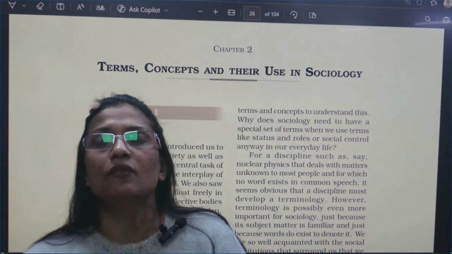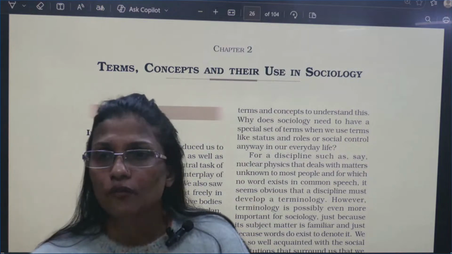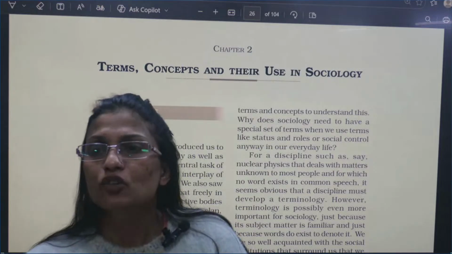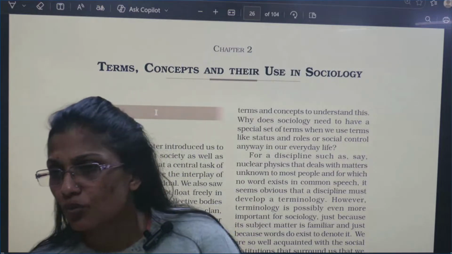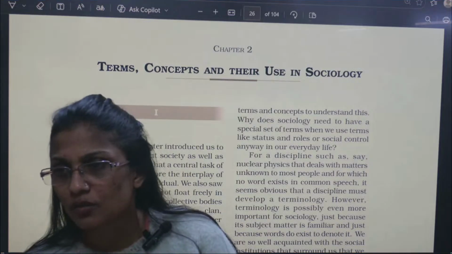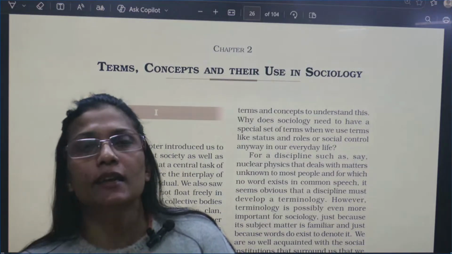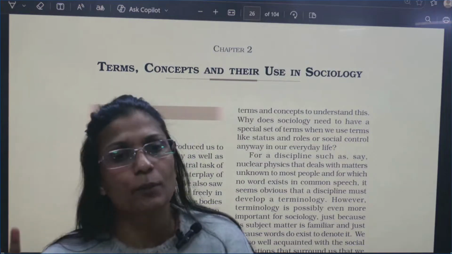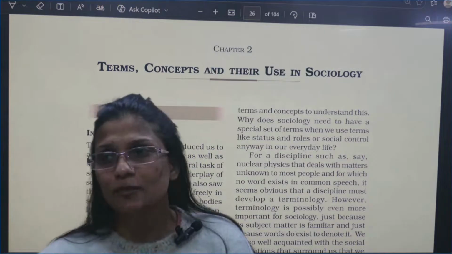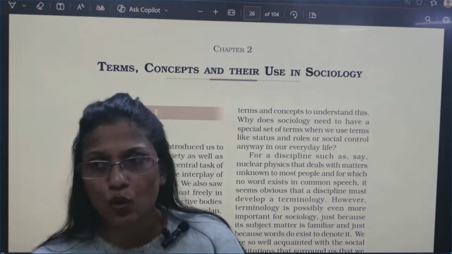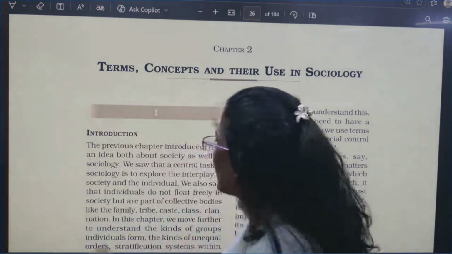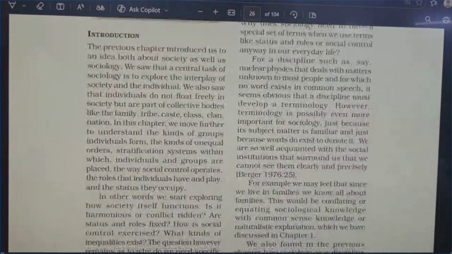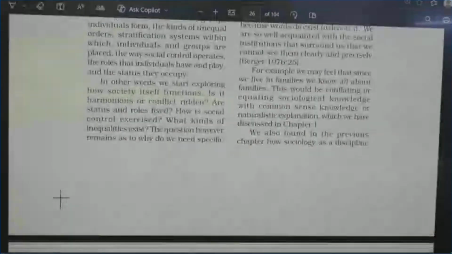So we cannot write in very easy language. This is the major challenge, I am telling you. You need to write in good vocabulary plus sociological terms. So today's lecture will be on that. This chapter is explaining the terms and the concepts. In the first chapter, it is just explaining some points which I have already explained. We are not going to read the first chapter here.